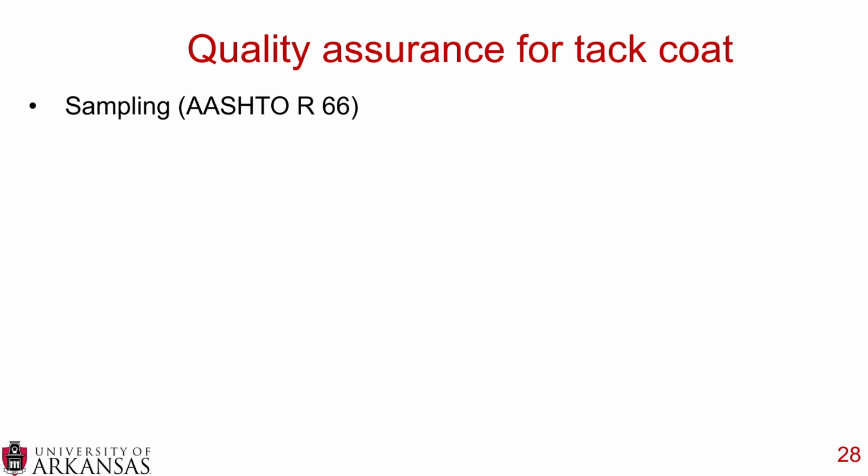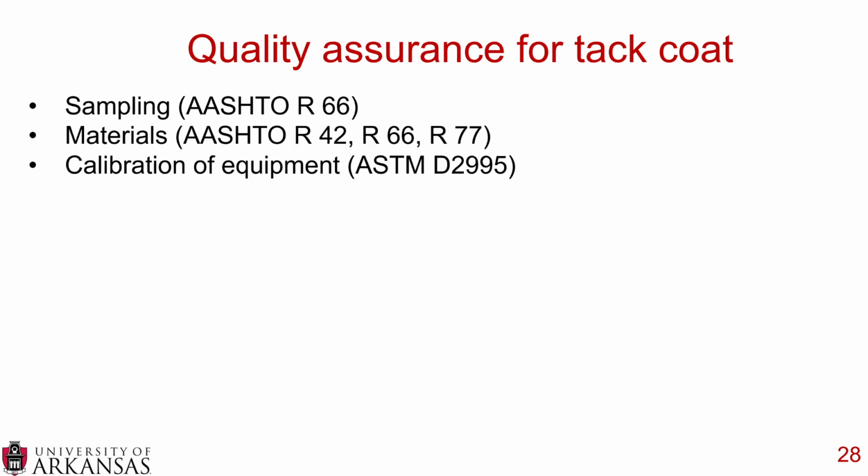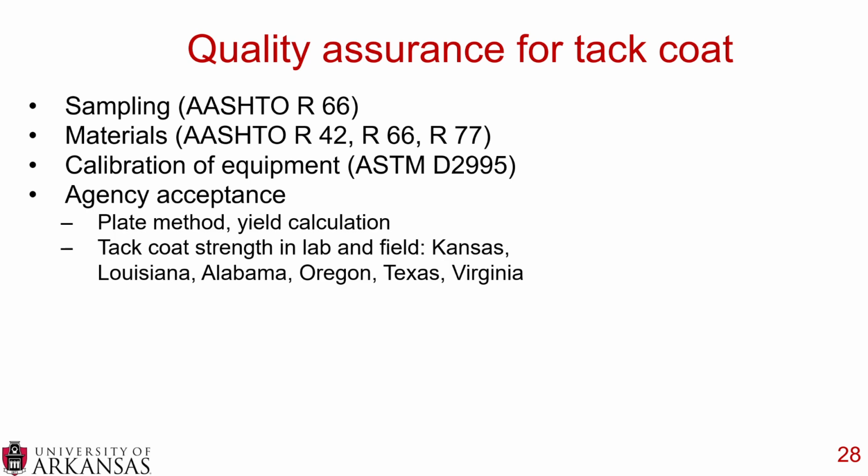Now, finally, quality assurance for tack coat. It's important to sample correctly. You need to follow AASHTO R66. The materials that you're using and how to properly capture the quality of your materials. There's AASHTO R42, R66, R77. You need to make sure your equipment is calibrated. That's ASTM D2995. For agency acceptance, they often use the plate method or a yield calculation.